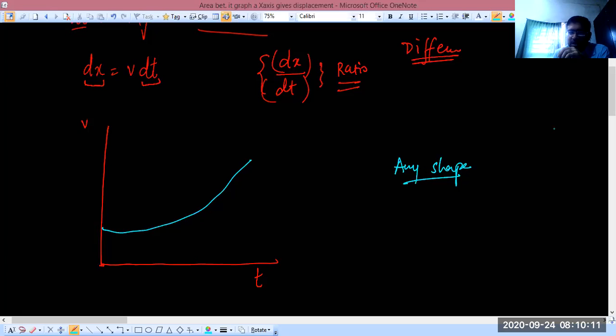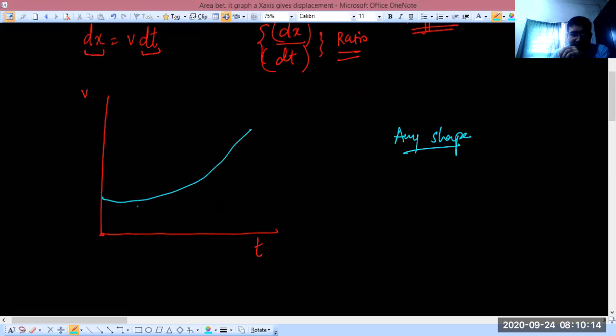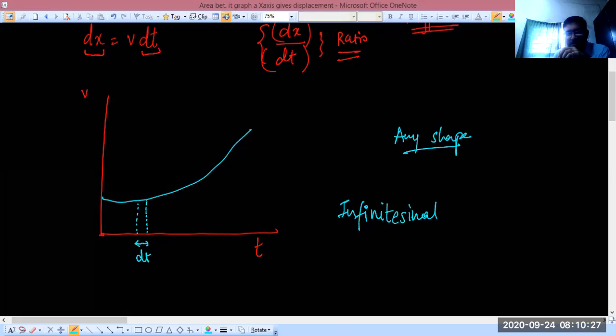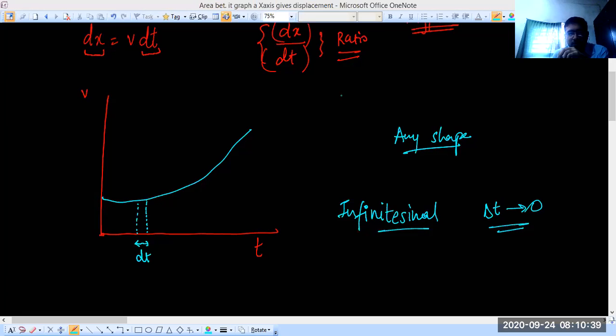But let's think of some small time interval dt. See, this is a small time interval dt. Actually, it is supposed to be infinitesimal, but if I draw something infinitesimal, nobody will be able to see it, because that would mean delta t tends to 0. It would be so small, nobody could see it. So I'm just showing it here. Let's say this is that small time interval dt.